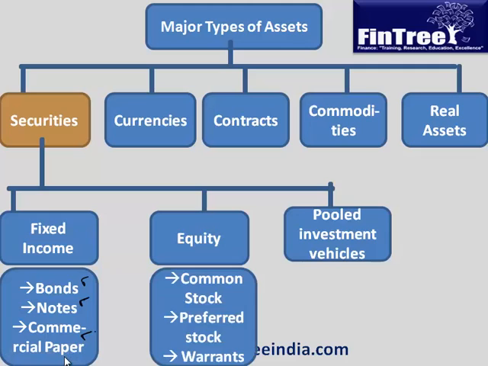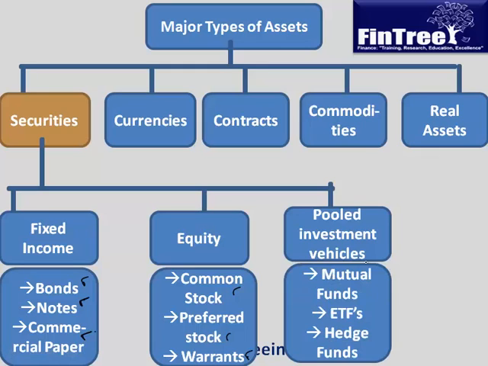Okay. Equity will have common stock, preferred stock, and warrants. What would be warrants? They are like shares having free transfer. Yes, they are negotiable instruments. They are in a way like options. They will give you right to buy shares of a company, but these can be transferred from one person to another simply by delivery of that instrument. Right? That's why they are called freely negotiable. And then pooled investment vehicles, mutual fund, ETFs, and hedge funds. Are we good to go ahead?